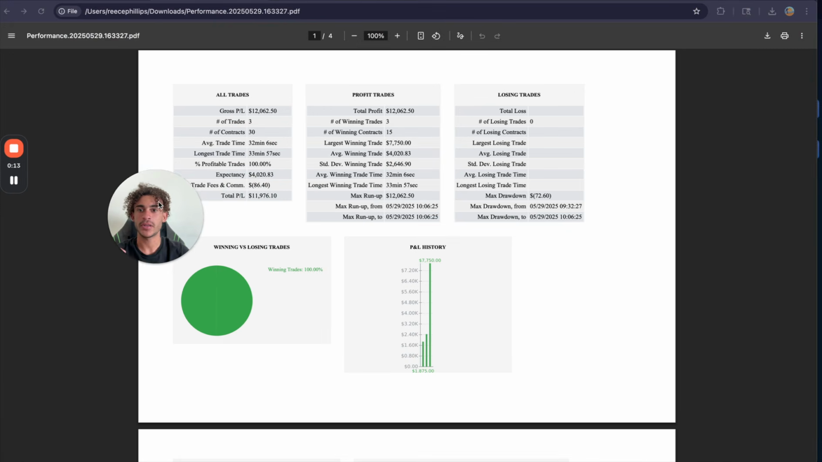Here's my broker statement. You guys can see that I was able to make $11,976. I was in this trade for 33 minutes. This was the only trade that I took today. Obviously, after a win like that, I do not need to be taking any more trades. So let's talk about it.